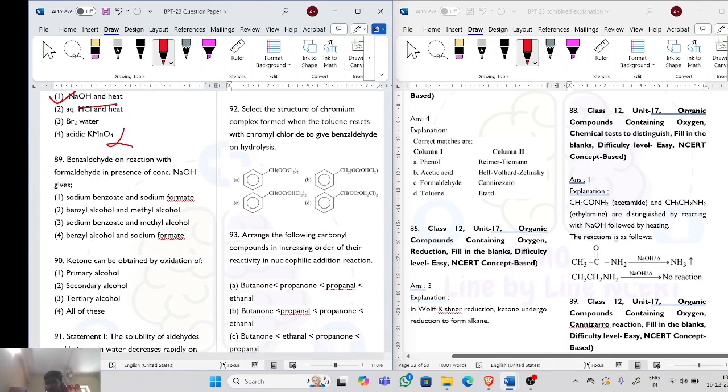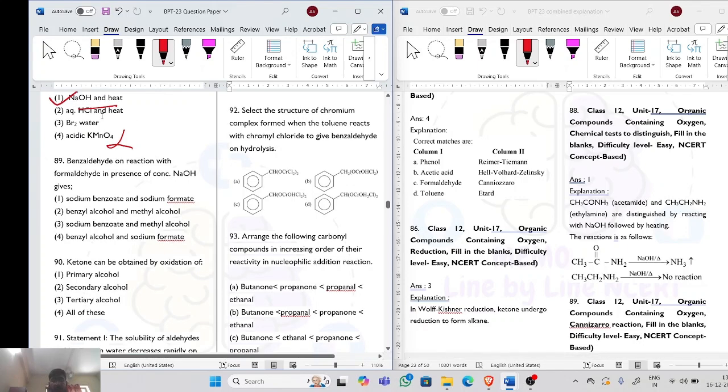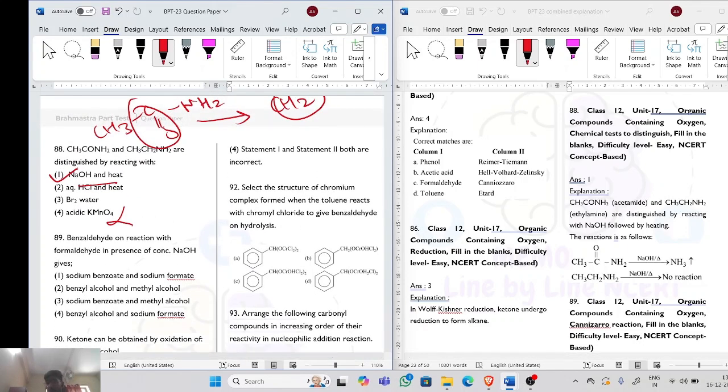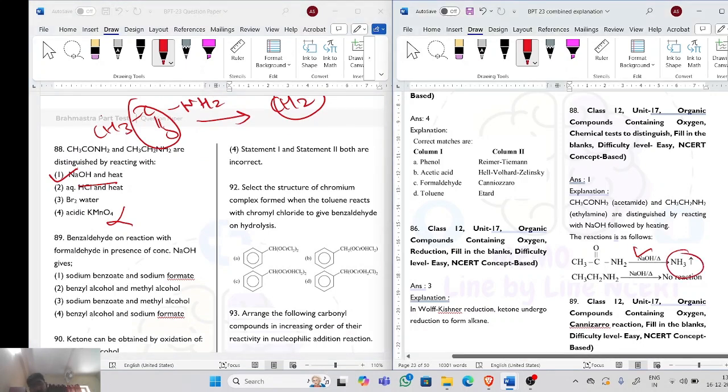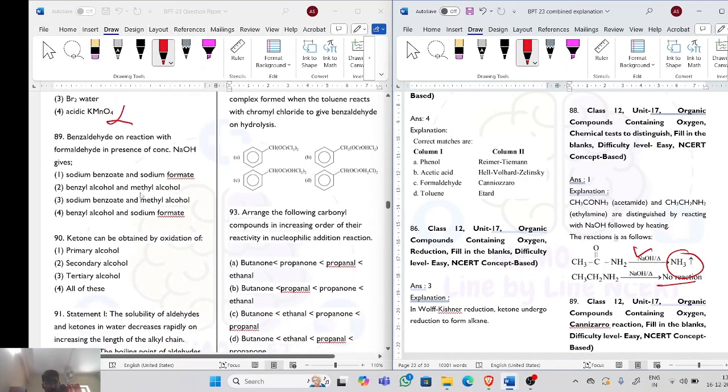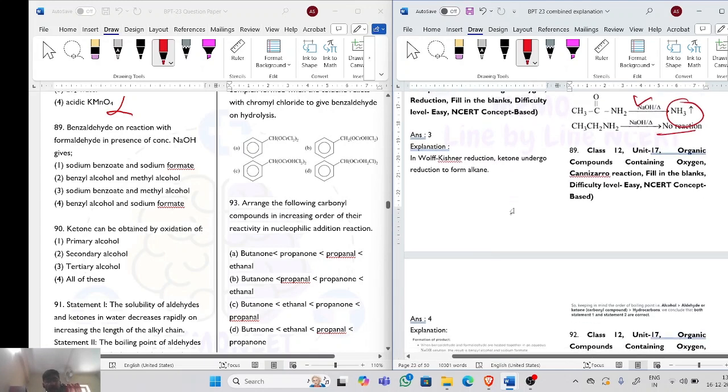And here this reaction is also given. We just want to separate them. So the amide group on reaction with NaOH will release ammonia gas, but this NH2 group on reaction with NaOH and heat will have no reaction, so we can easily separate them out.